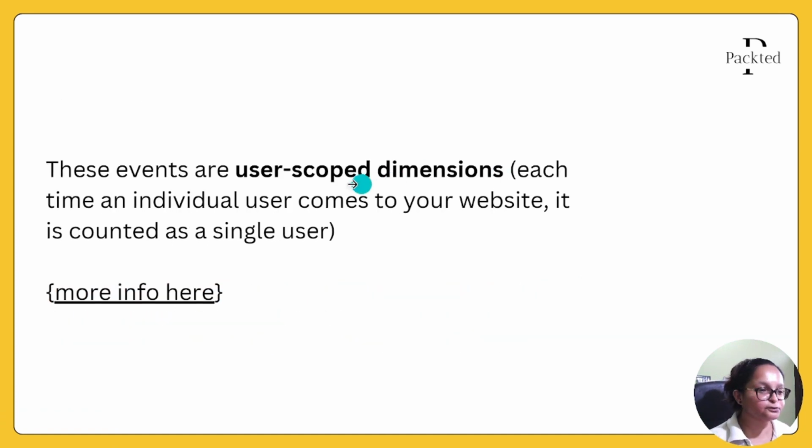These events are user scope dimensions, as we have talked about in the last slide, that each time an individual user comes to your website, it is counted as a single user. So if a single user is coming 2, 3 or many times on your website, it will still count as a single user. So this is special about this particular report.